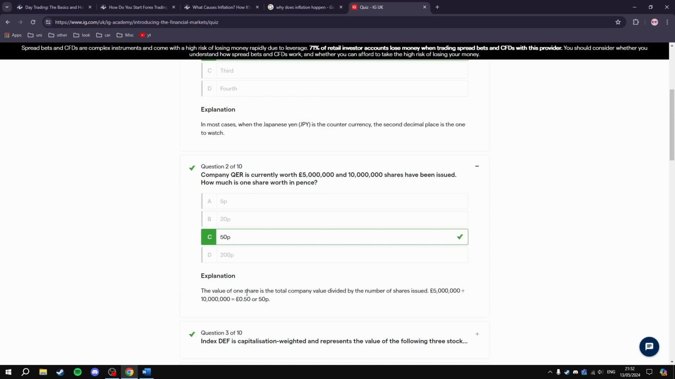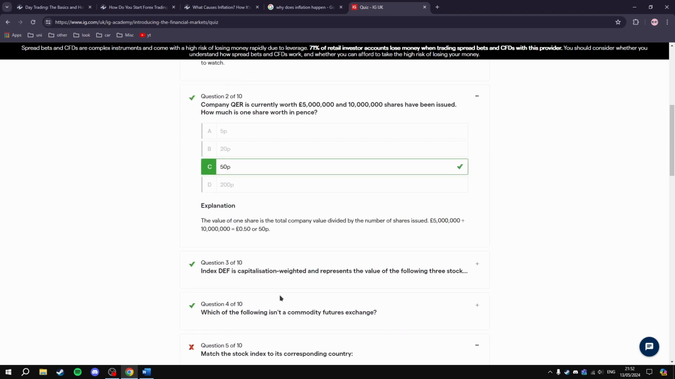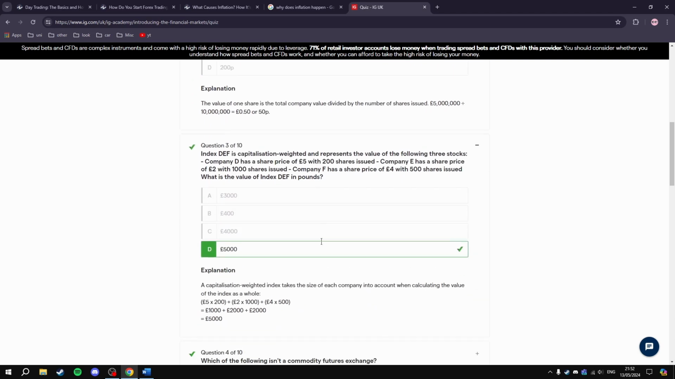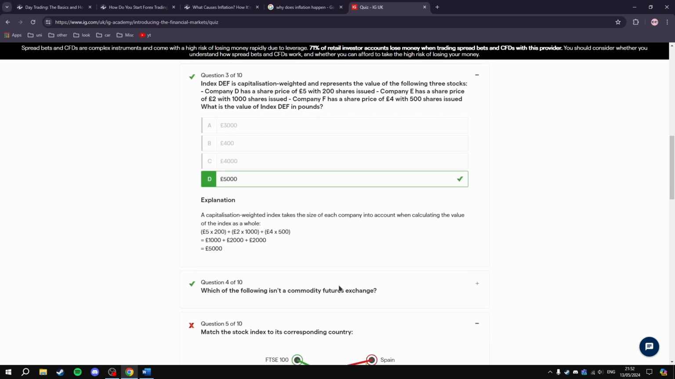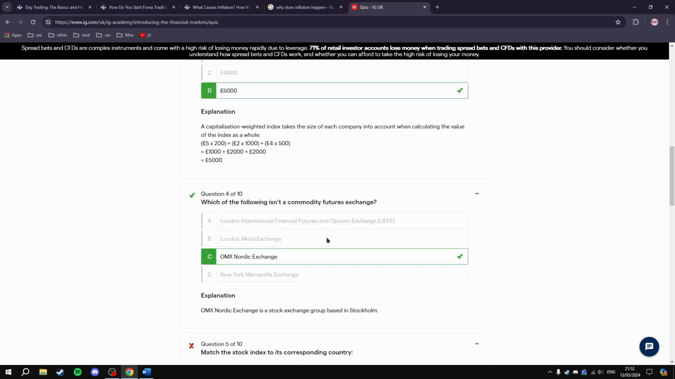So the value of one share is the total company value divided by the number of shares issued. So 5 million divided by 10 million, which is 50p. A capitalization weighted index takes the size of each company into account when calculating the value of the index as a whole.